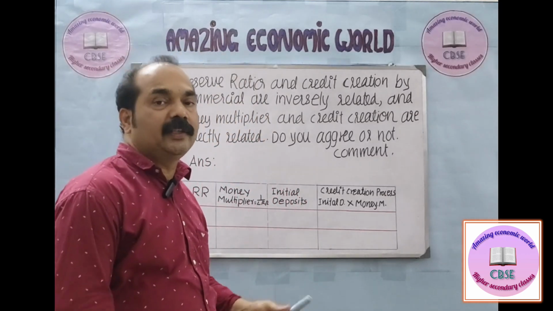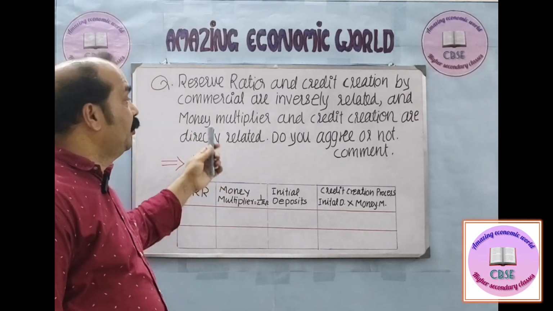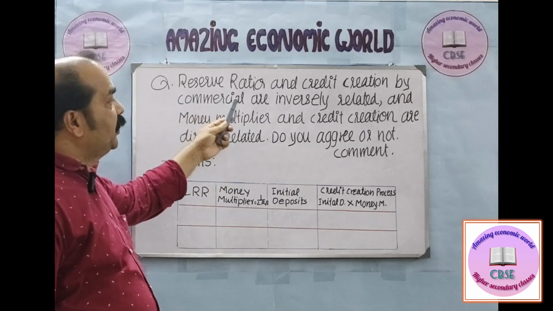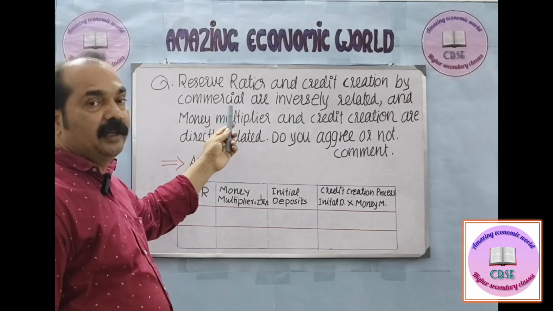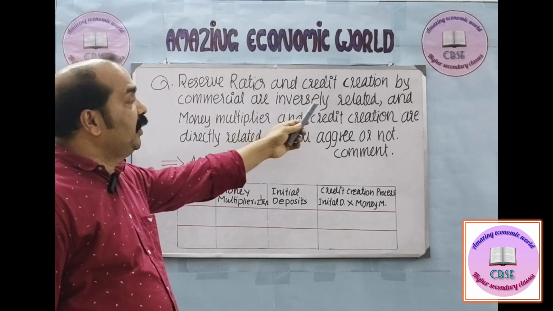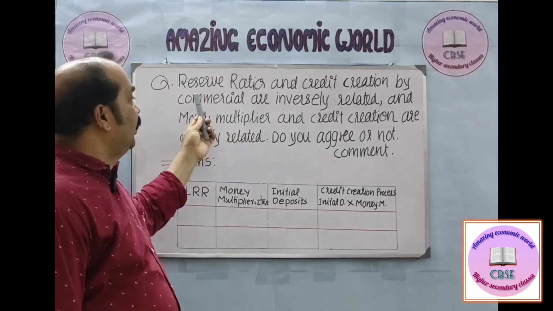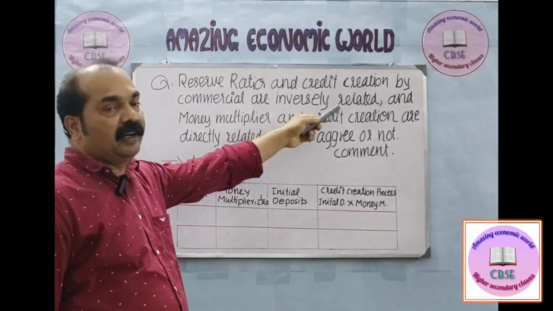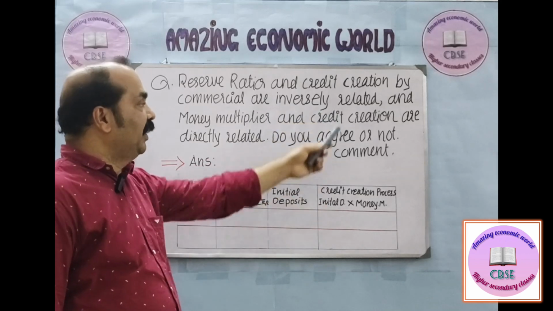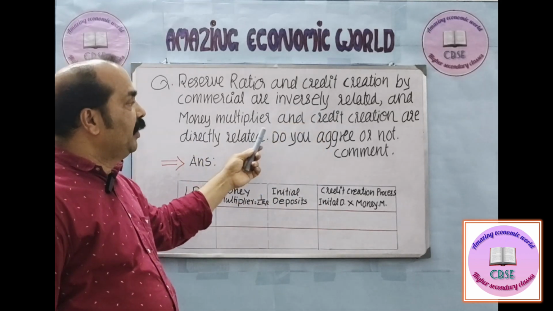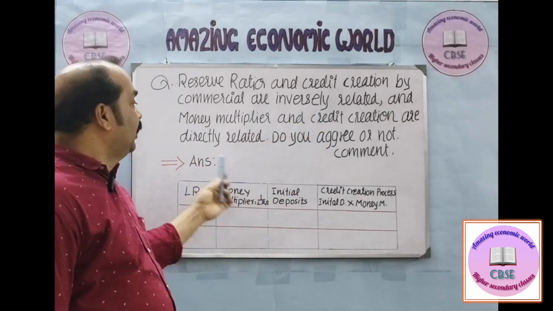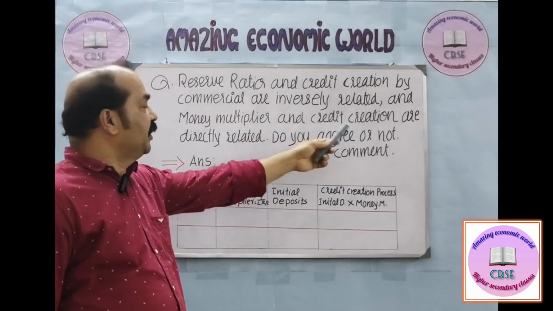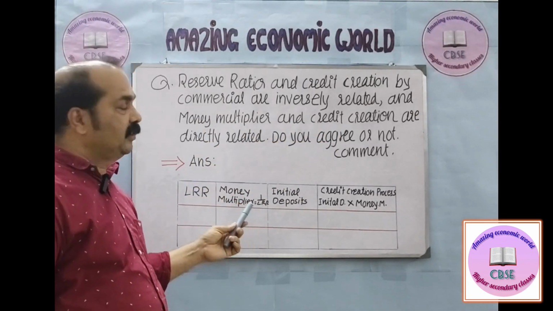Today, we are going to utilize this class for analyzing a very important question for board exam. That is, reserve ratio and credit creation by commercial banks are inversely related, and money multiplier and credit creation are directly related.